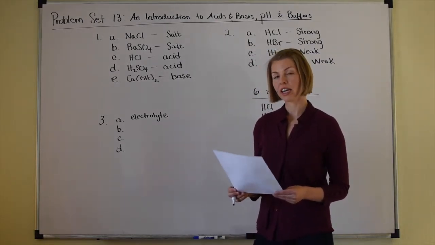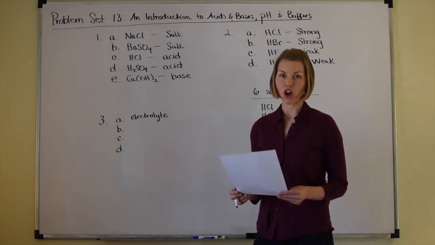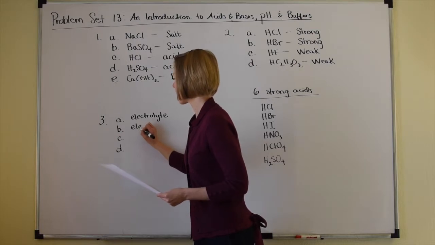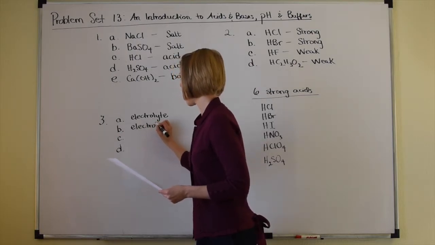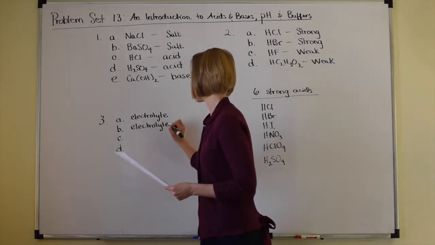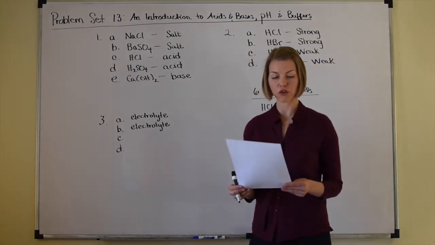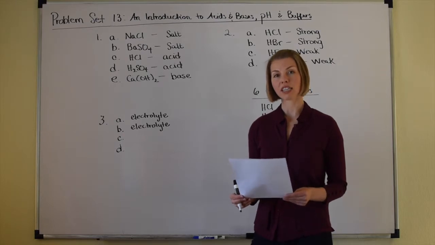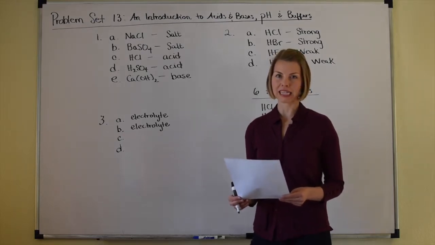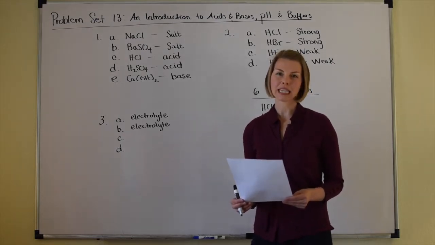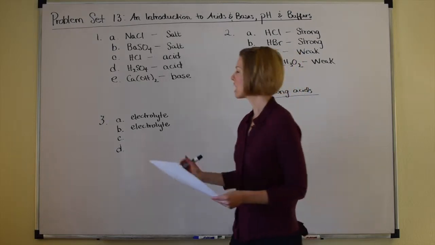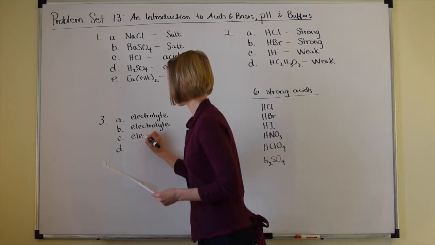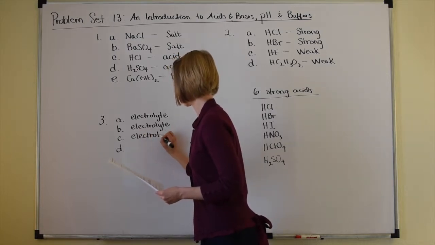Sodium chloride. Sodium chloride is a soluble salt. It will produce cations and anions in solution and it will conduct electricity. So I'm going to write electrolyte for B. C, sodium hydroxide, a strong base, going to produce many cations and anions in solution and therefore conduct electricity. C is also an electrolyte.